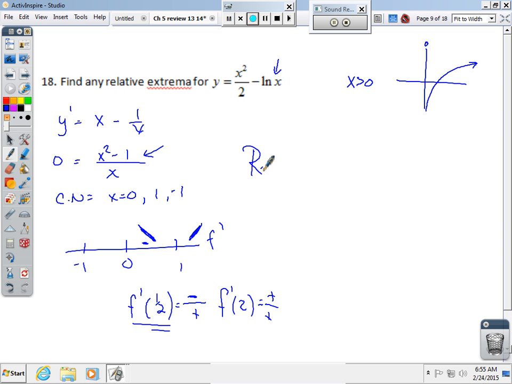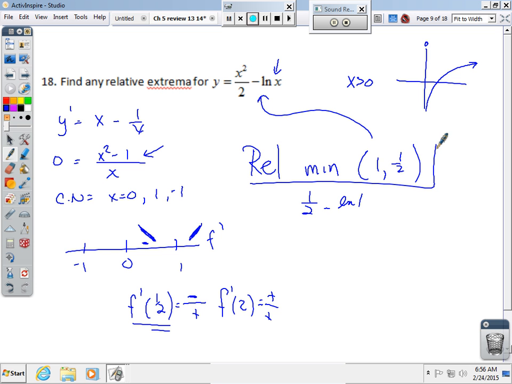So we have a relative minimum value at 1 comma, and I've got to plug that back into the original function. So that's going to be 1/2 minus the ln of 1, which is going to be a 0, so that's a half. And there's my relative min. Alright.